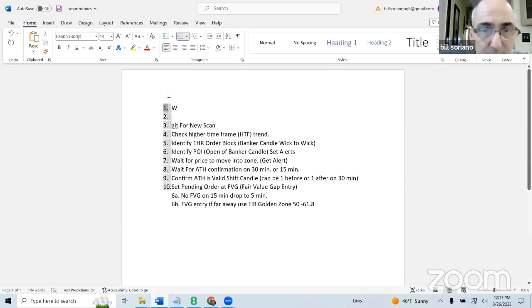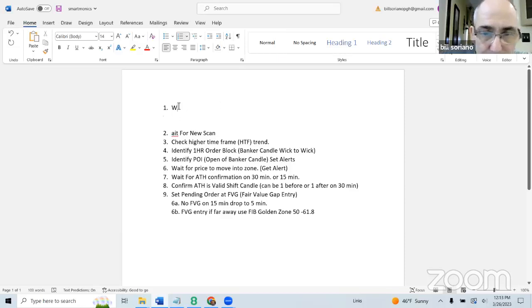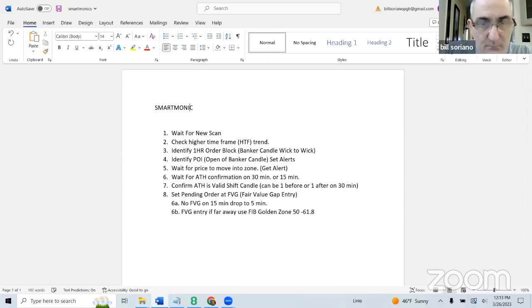So let's see if I can put it up here. This is our SmartMonics strategy. So there it is. Again, I'm going to make this in a nice PDF file, and I'm going to put some images here of some examples, and then I'll do another video as well. But this is what we're doing with our SmartMonics strategy.